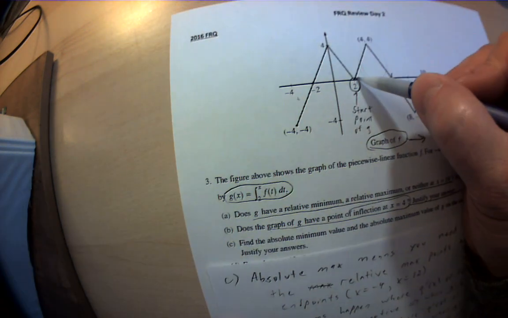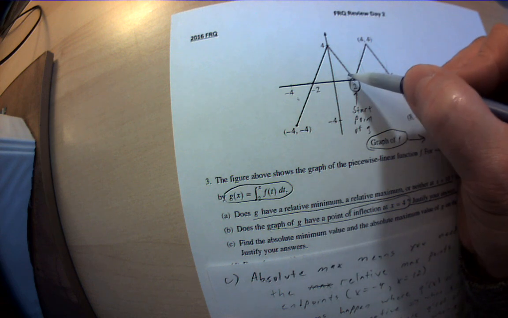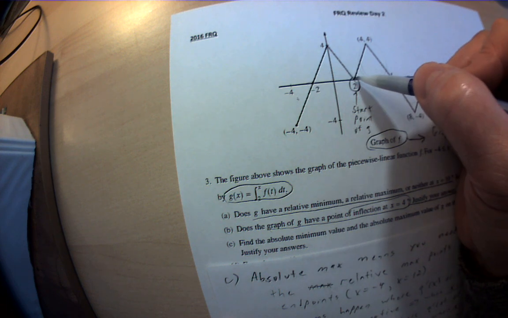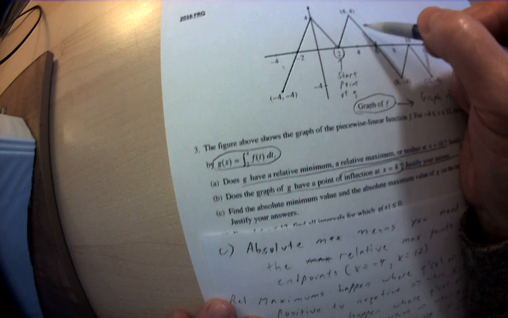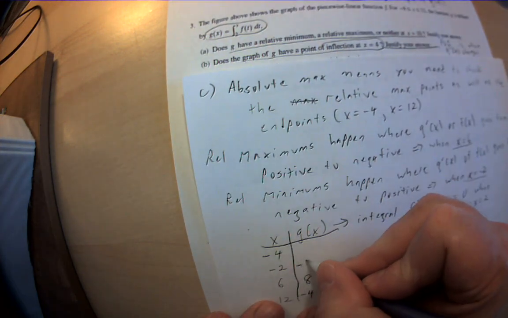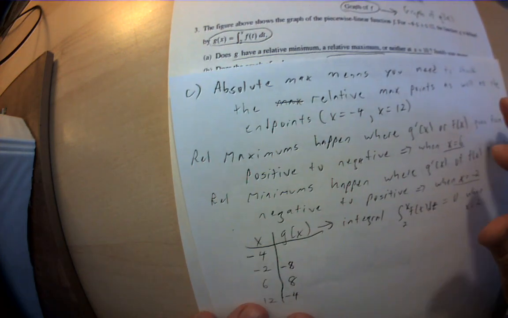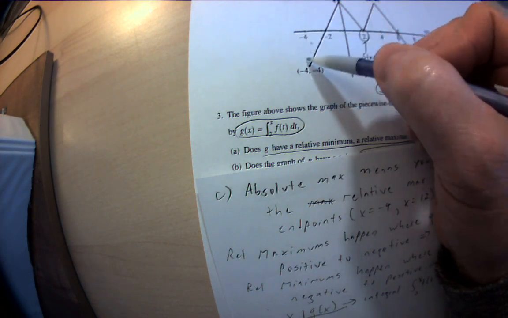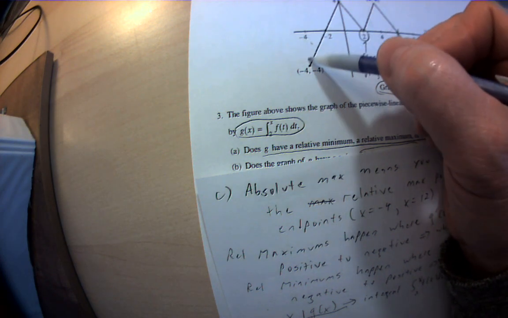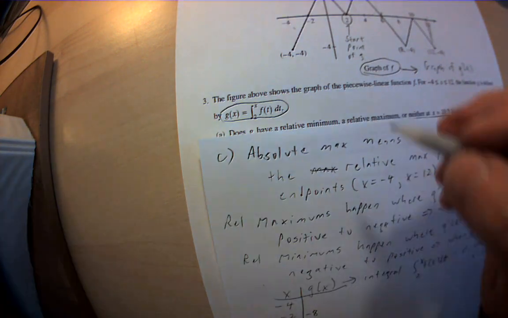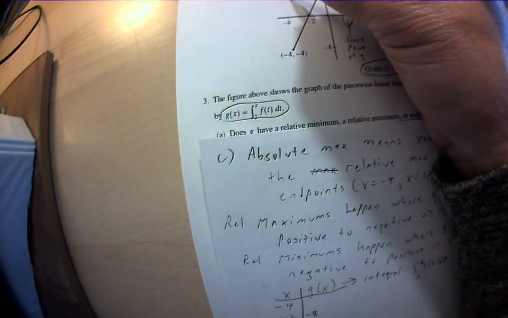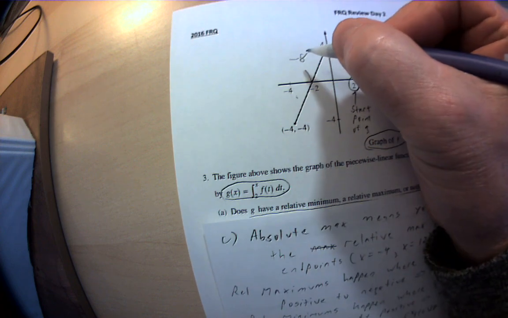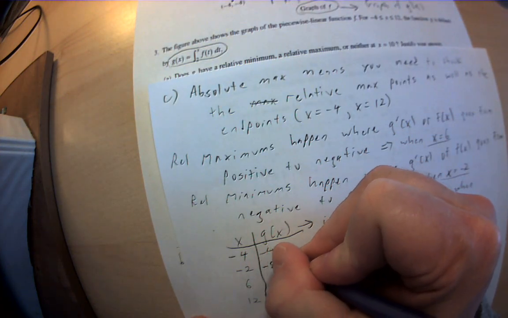Going backwards from here, when I go backwards, areas above are negative. So this is the same as that. So when I go backwards, I get -8. And then when I go back to here, that's a negative area, but I'm going backwards, so it becomes positive. I was at -8 at this point. That's -8. So if I add 4 to it, I get -4.